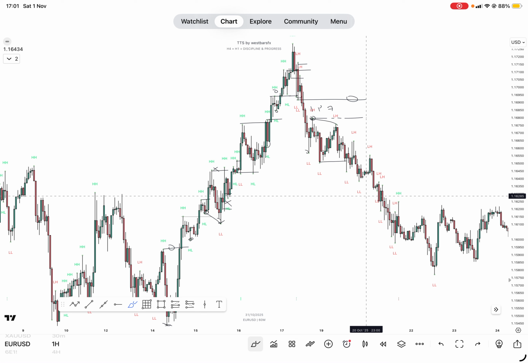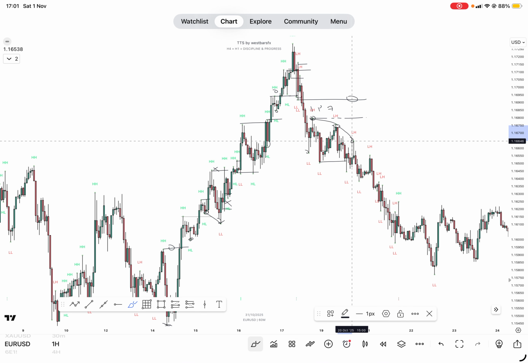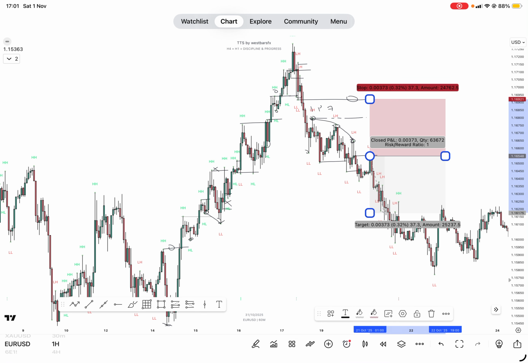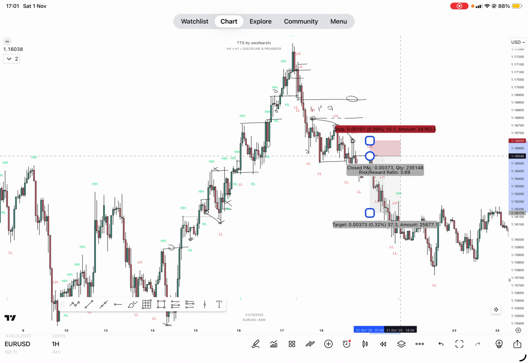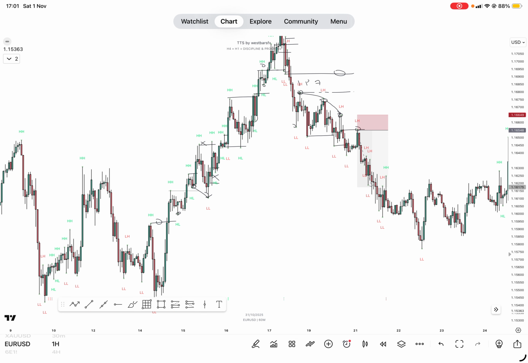So my question would be, is this low and this low efficient? Yes, because this guy broke structure here. So it means that I can take a sell from here. Okay, so I can take a beautiful sell from here because of just that fact. There's another fact, but we've not gotten to it now.